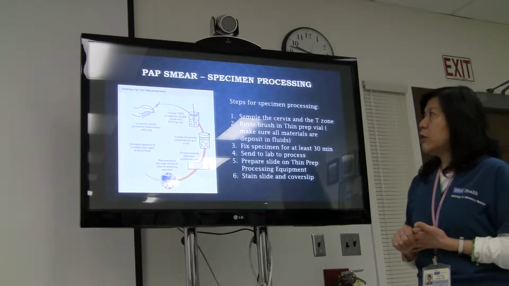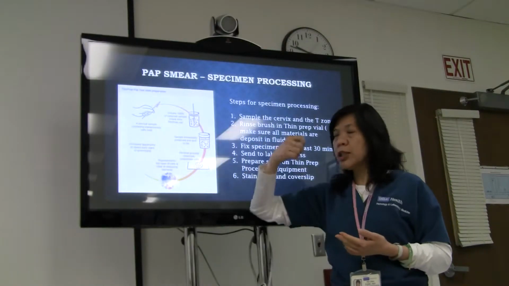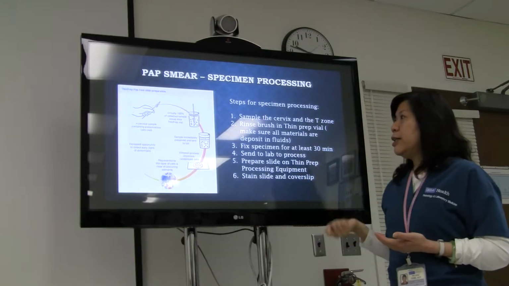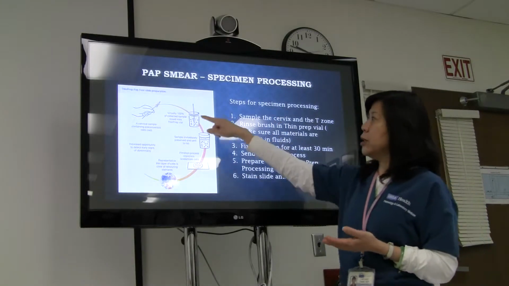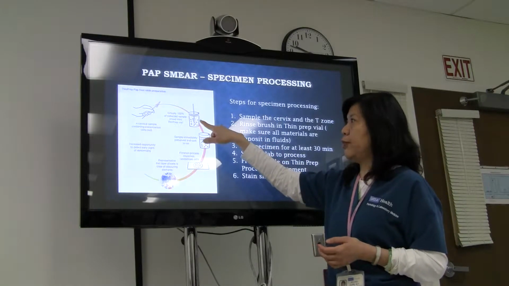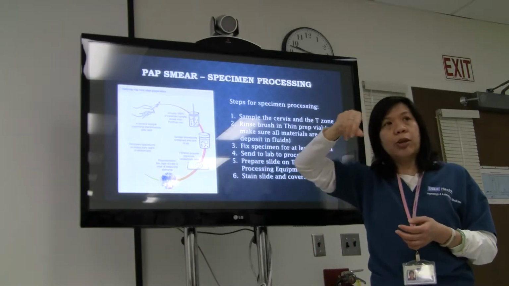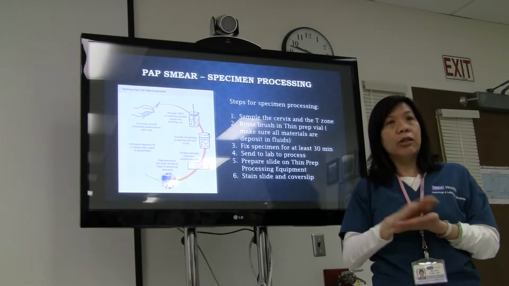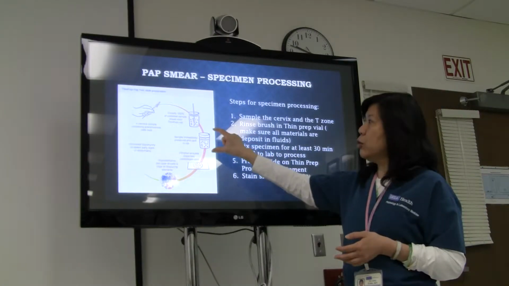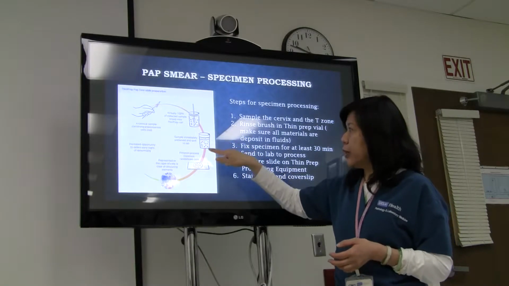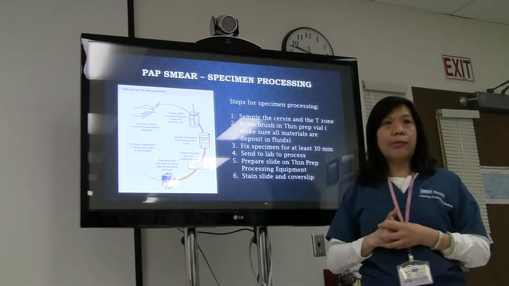cellular material. So they take the brush, just like before, and they sample it. Instead of smearing the brush onto the glass slide, they deposit the brush into this solution. And then they twist the brush around to try to release all the cellular material into the solution. And then let the solution fix the cells and send it to the laboratory.